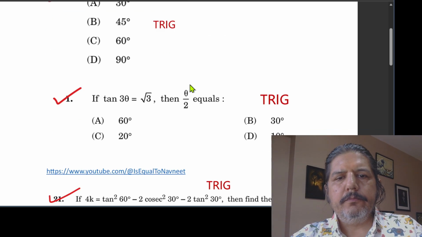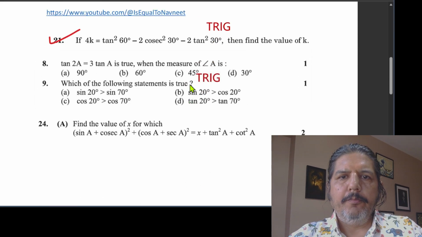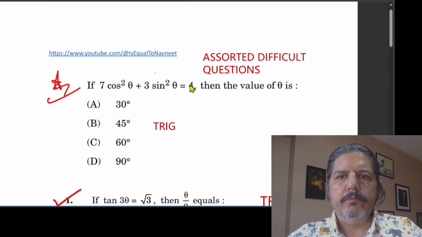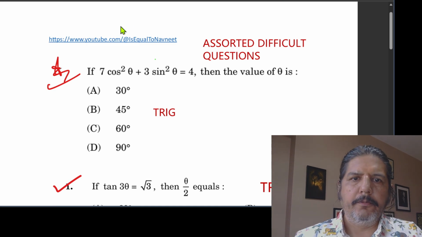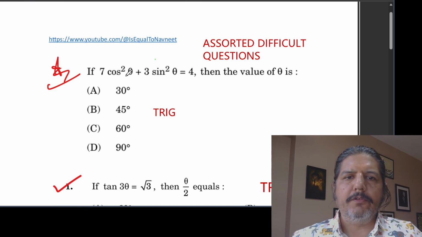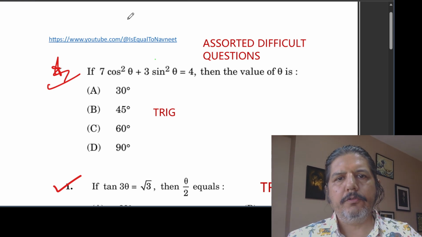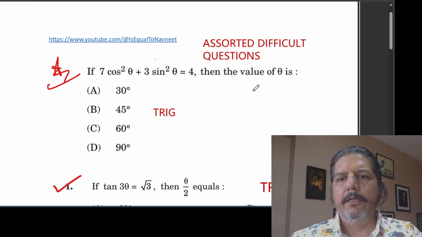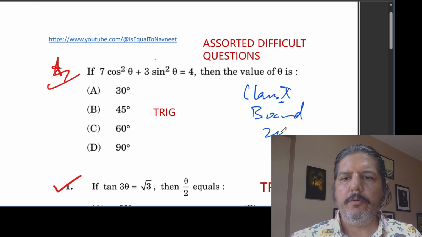All of these are good questions. It will be good practice to solve these questions. So let's start with the first question. The first question is 7 cos²θ plus 3 sin²θ is equal to 4. All of these questions, remember, were asked in class 10th board papers 2025.